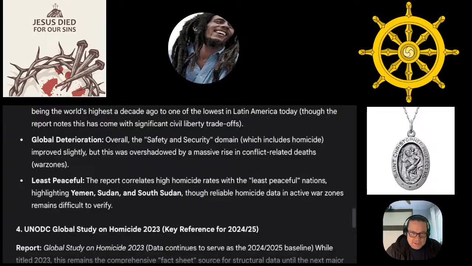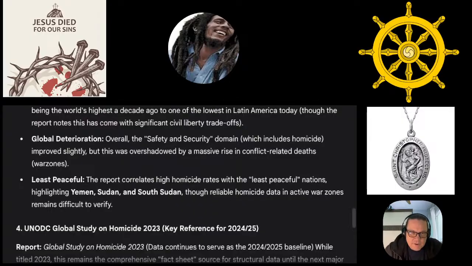So, global deterioration. Overall, the safety and security domain, which includes homicide, improved slightly, but this was overshadowed by a massive rise in conflict-related deaths, such as war zones in Gaza, which is a major one, and Ukraine, and some in Africa, which I can't remember where, like there are conflicts in Africa continually, which doesn't get much press for some reason, but it should.